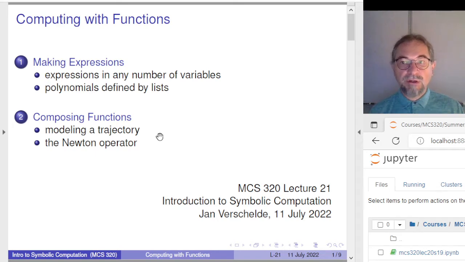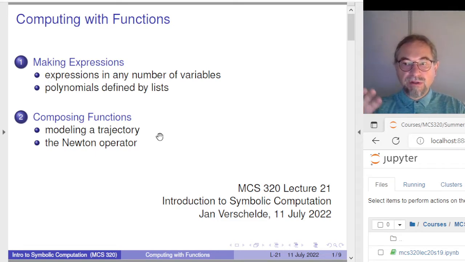We can also define polynomials in several variables as they are defined by lists of coefficients and lists of exponent tuples. So that's the first part. In the slides I will explain the main concepts and then we illustrate these concepts with Sage instructions. The second important construction, how to build functions, is by function composition. So we make more complicated expressions out of simple expressions.